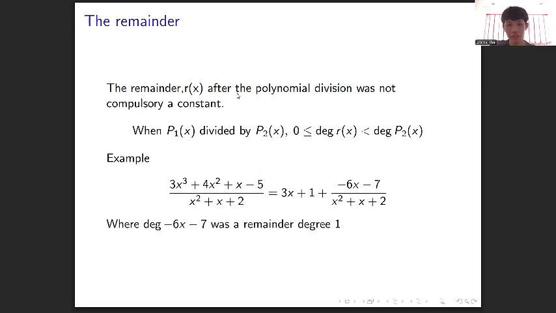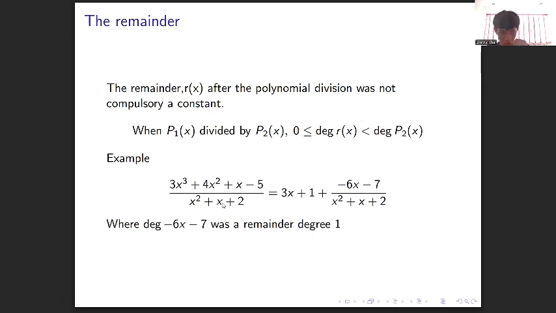And here it goes to the next part. The remainder R(x) after polynomial division is not necessarily a constant. This means R(x) can be a polynomial of any degree, but it has a restriction. When polynomial 1 is divided by polynomial 2, the degree of the remainder is greater than or equal to 0, but it must be smaller than the degree of polynomial 2.